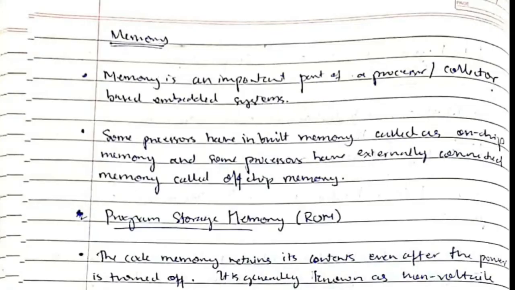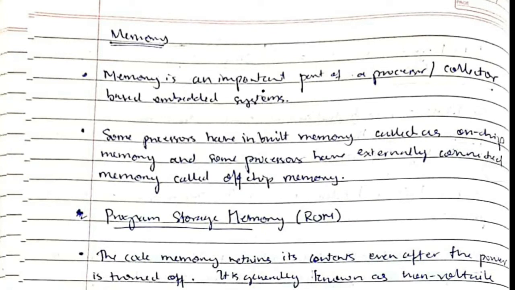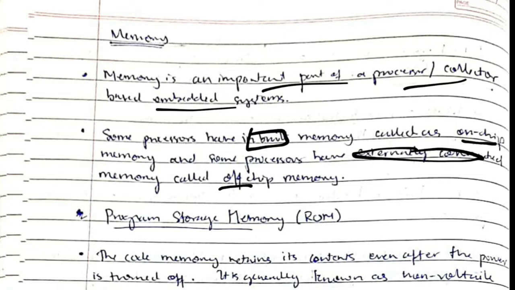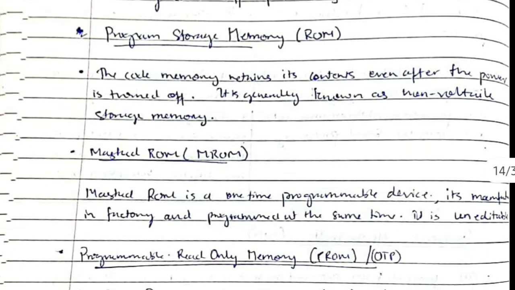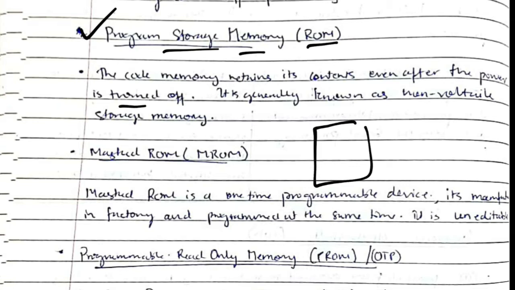Now, an important part of the processor and the controller is memory, used in embedded systems to store data. There are two types. The first one is on chip, which is inbuilt, and the second one is off chip, which is externally connected. There are a few terminologies which we need to discuss. The first one is program storage memory. ROM is a memory with permanent storage, which retains the data even after the system is turned off.